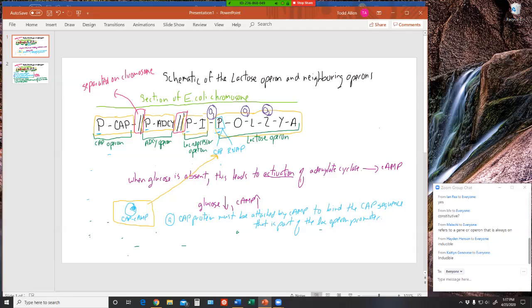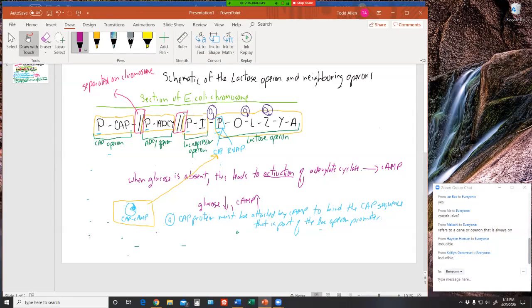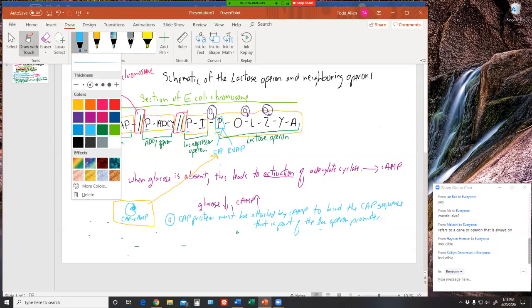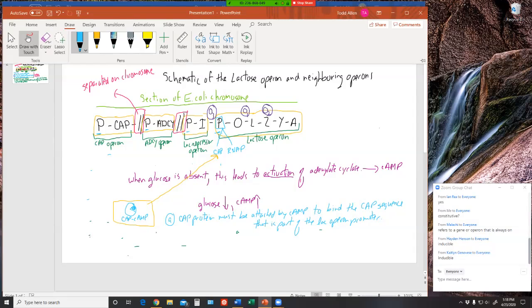If cyclic AMP is not available and all I have is a naked cap protein, then the naked cap protein cannot bind to the cap sequence of the promoter. Okay, so we need cap and cyclic AMP in order to bind to the cap promoter. But if we do have this circumstance being true, okay, there's a lot of variables to get this gene regulation just right. So I know this is pretty involved. Okay.